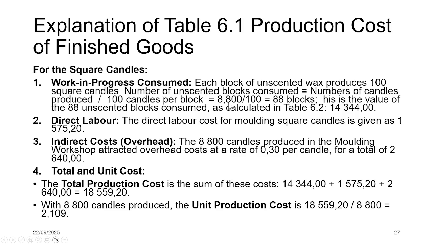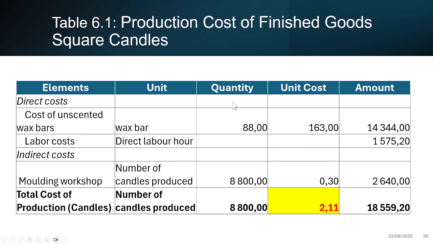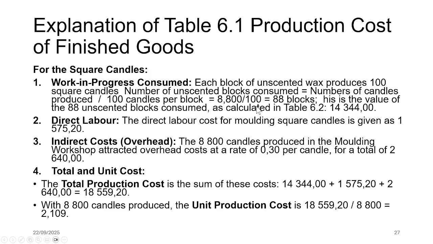So here we have 8,800 candles produced, and we divide by 100, so we have 88 blocks, right? This is the value that we find.